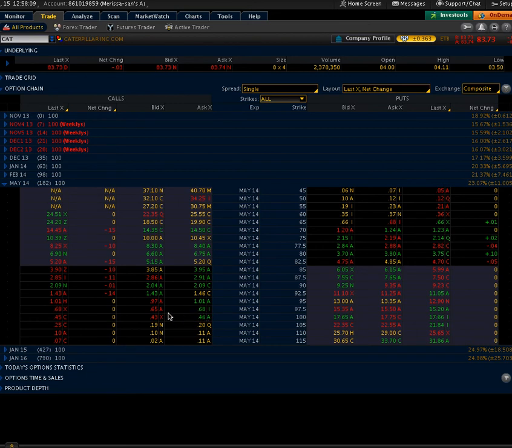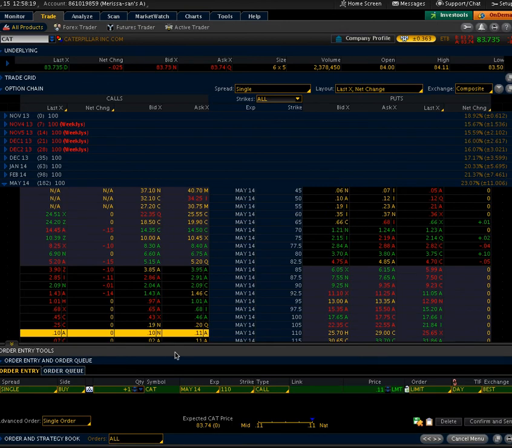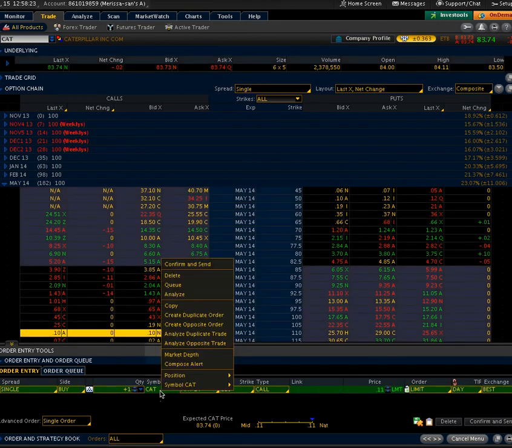There are a lot of potentially interesting strikes. However, I'm going to go with the 110s because I think that they're the cheapest, they have the least time premium built in, and this market right now perceives them as some of the least likely to be in the money of the options that are being written at the moment.